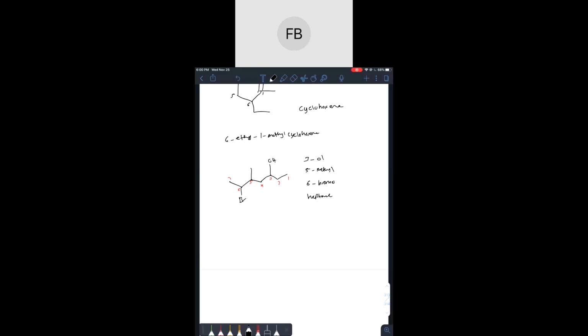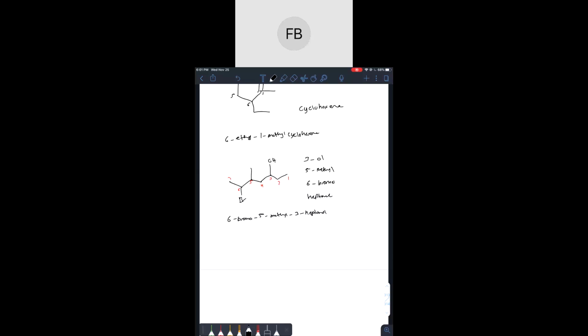Okay. So all we have to do is put that together in alphabetical order. So we'll start with the bromo. So 6-bromo, 5-methyl, and then we have 3-heptanol. Okay, you just put the "ol" at the end of the last thing. Your heptanol is going to be last.